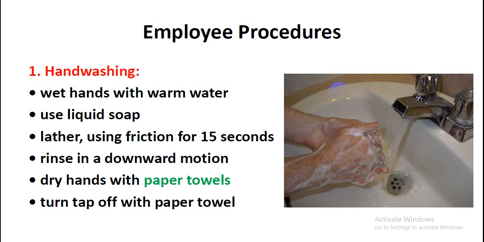Now we are going for the fourth one, the employee procedures. We're talking about the hiring process, the emergency procedures, and the food safety procedure. Now we are going more deeply into the employee procedures. One of the most important things is hand washing. Hand washing is very important.